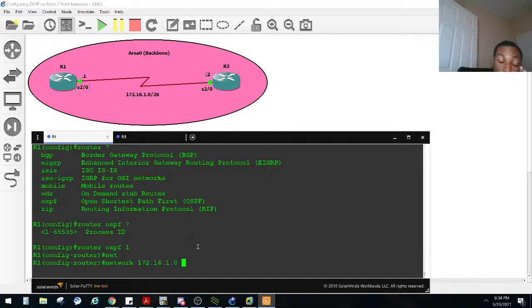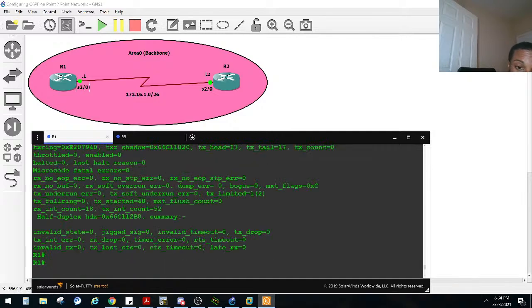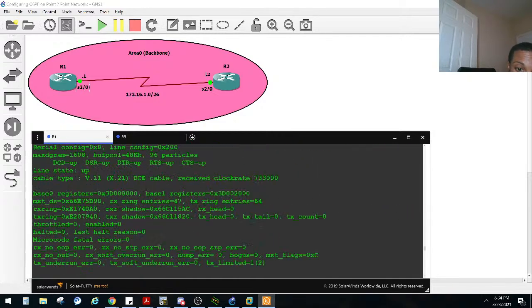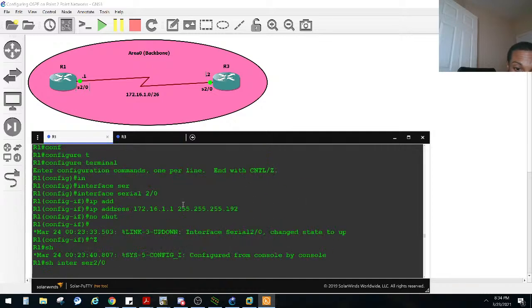But we also have to do what's called the wildcard mask. So what was the subnet mask? /26, which is what? 255.255.255.192 is what it was. So that is a subnet mask, right? But we're not dealing with subnet masks when we're working with OSPF. We deal with wildcard masks. So it's kind of like the reverse of a subnet mask.